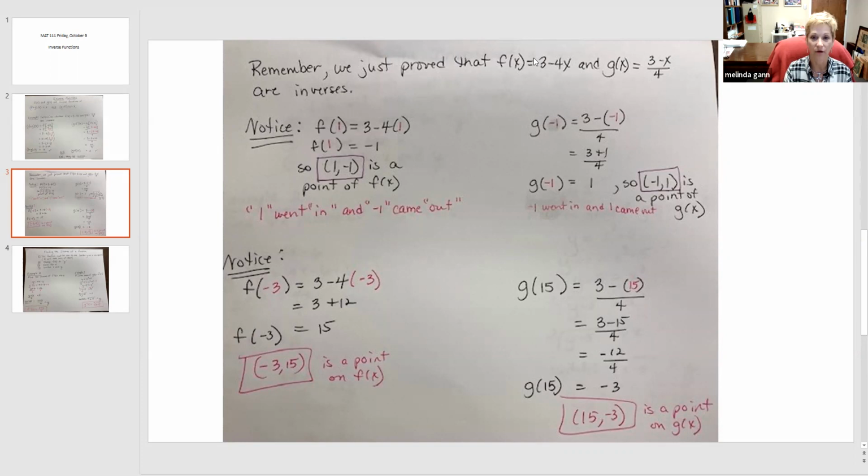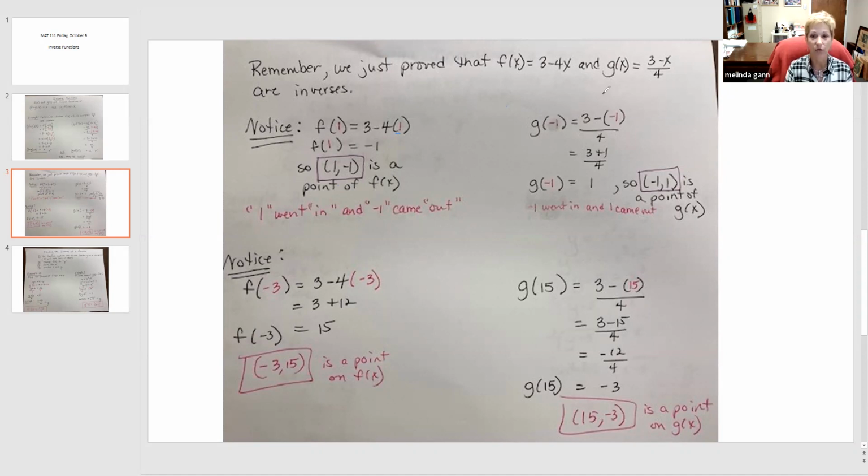If I put a 1 in f, notice what that means. That means that in place of that x, I put a 1. Well, that's 3 minus 4, and 3 minus 4 is going to give me a negative 1. So 1 went in, and negative 1 came out. So that means the point 1 comma negative 1 is a point on f of x. Remember what happens with inverses. The domain and the ranges get switched. So if 1 went in here and -1 came out, over here I would expect -1 to go in and 1 to come out. So let's see if that really happens.